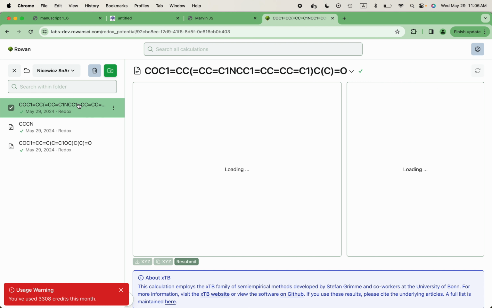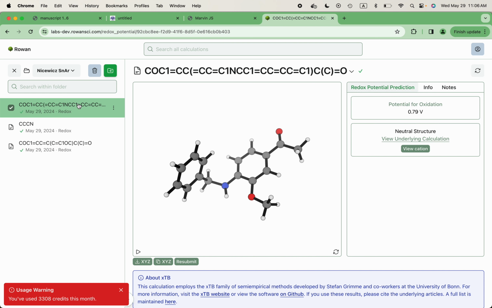So that's the Rowan redox potential workflow. I hope that this is useful for you and your science. Happy computing.